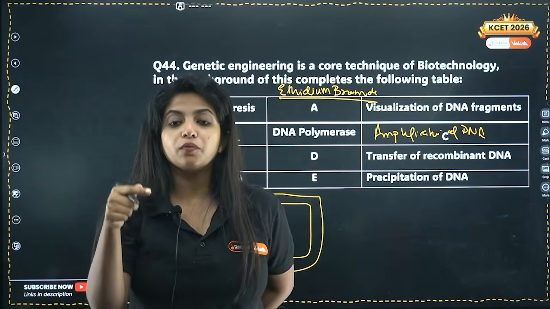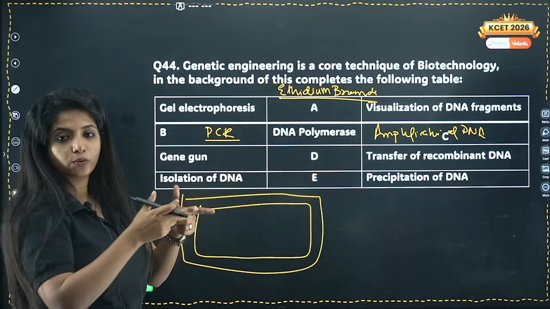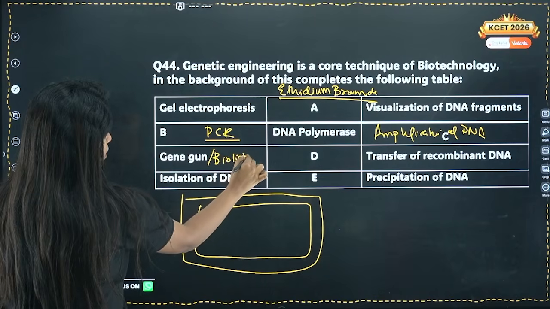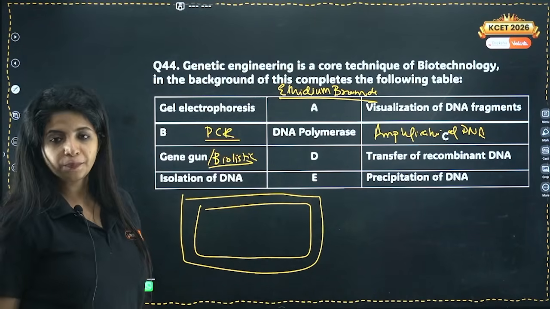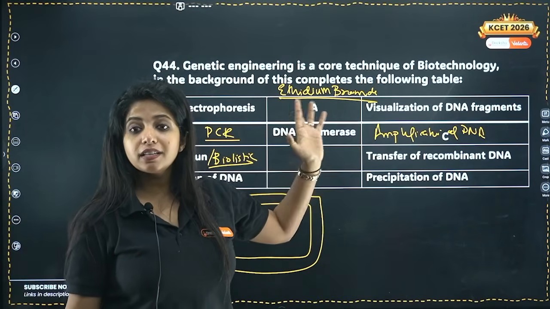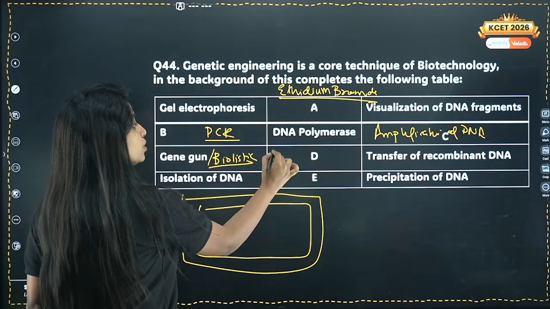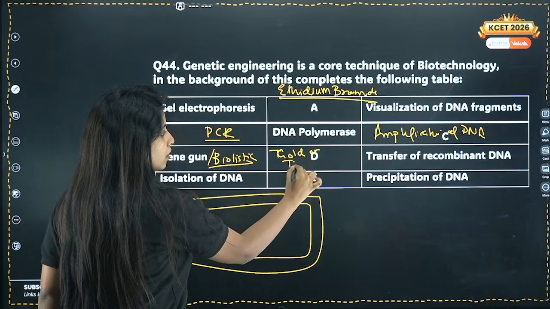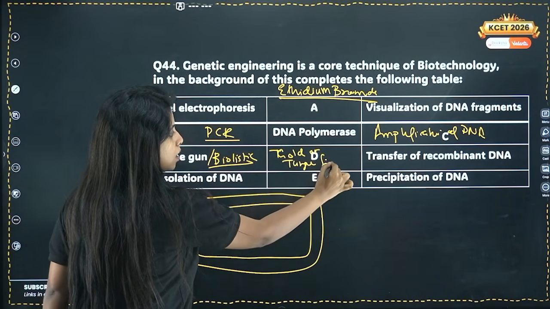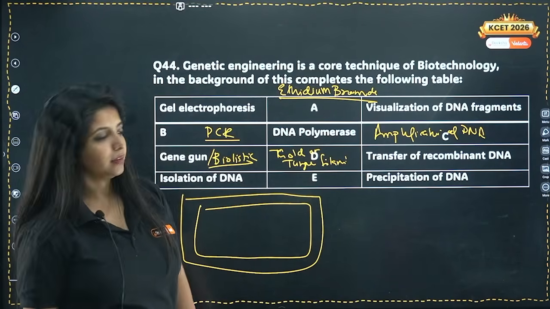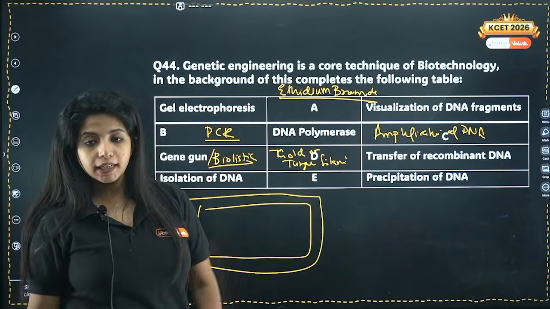You will cover them with your DNA, and then you will do the gene gun method. This is also known as the biolistic method. Now you basically transfer the recombinant DNA, but what are you using over here? Gold or tungsten filament. Got it? Yes, ma'am.